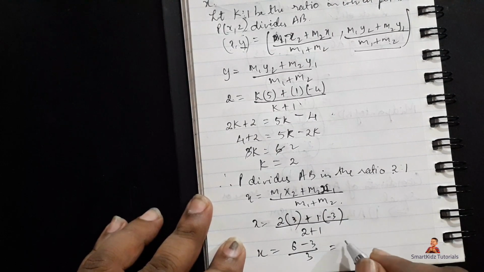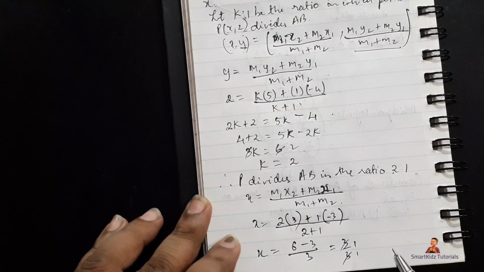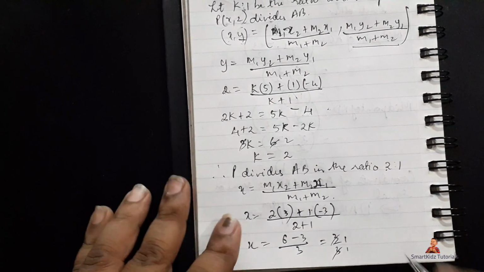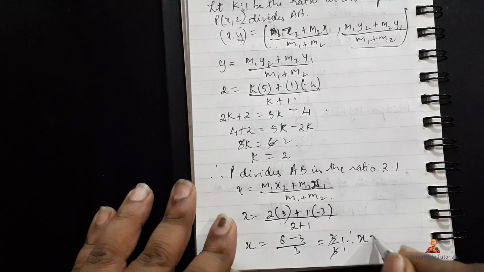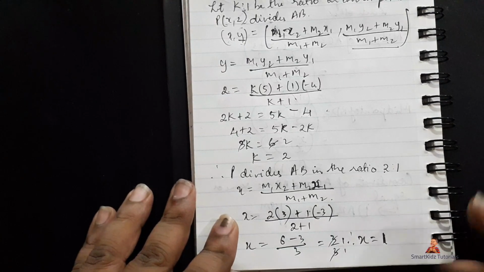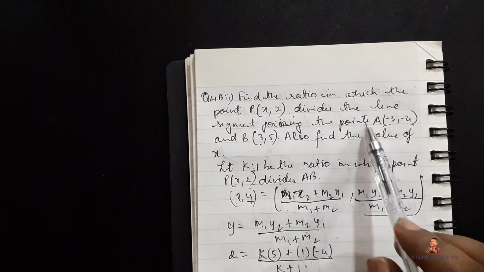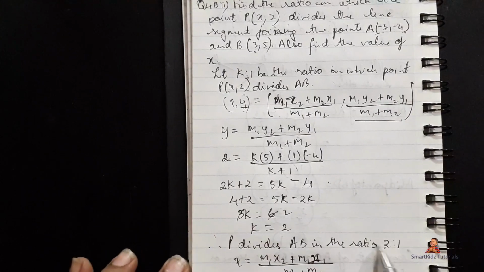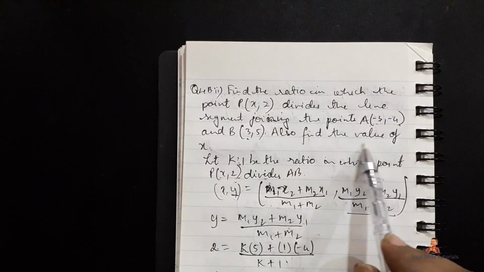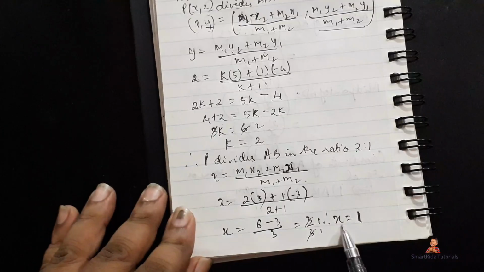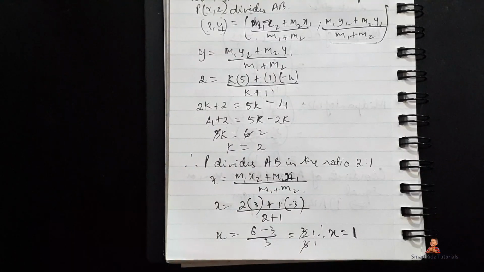So which is equal to 3 upon 3. Cancel out, we get 1. So that means x is equal to 1. So we say therefore x is equal to 1. So that is all that we need to find out. We were asked to find the ratio, and we found the ratio is 2:1. We were also asked to find the value of x, and we found the value of x being 1.